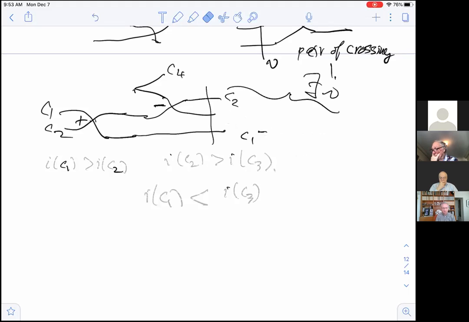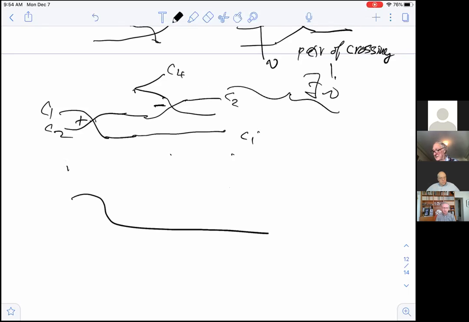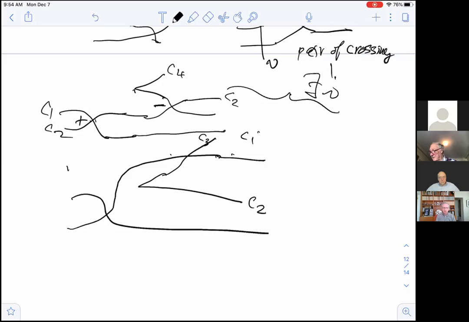use the beak move again. Let me go back to the picture. Right, so that's the picture. So we can do a beak move. We can move C2 across the cusp, and we get a picture like this. C3 and C4. Okay. C1, C2, C2.